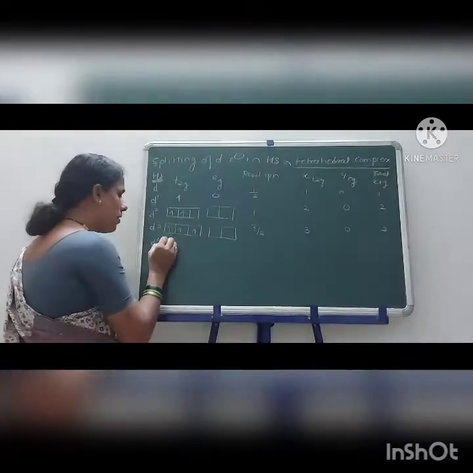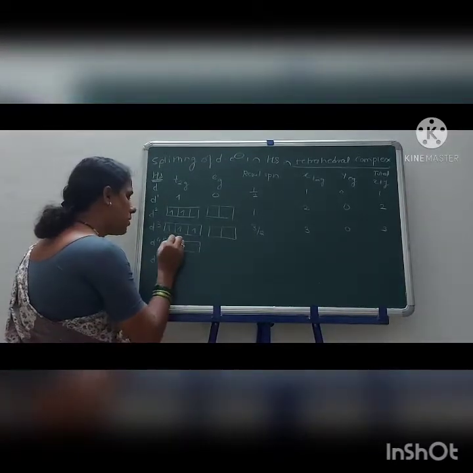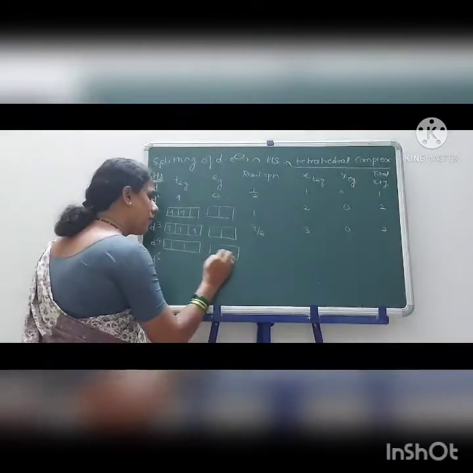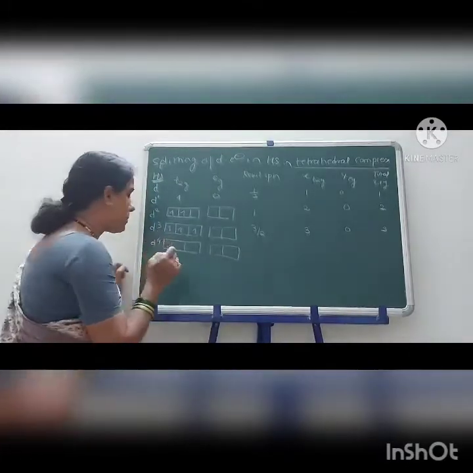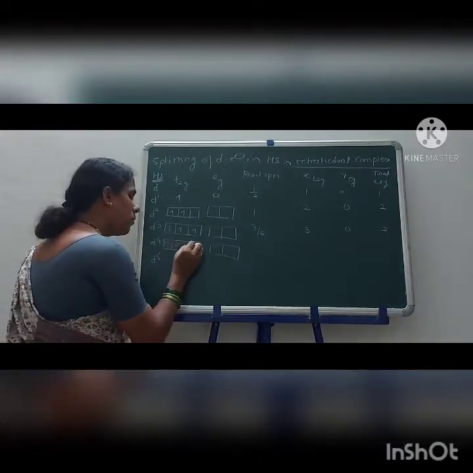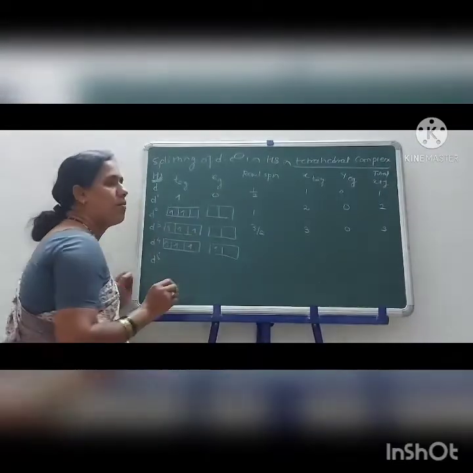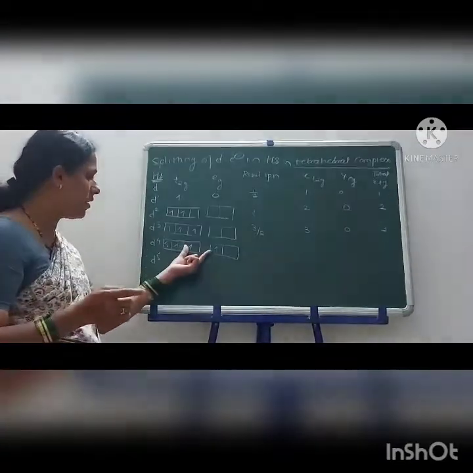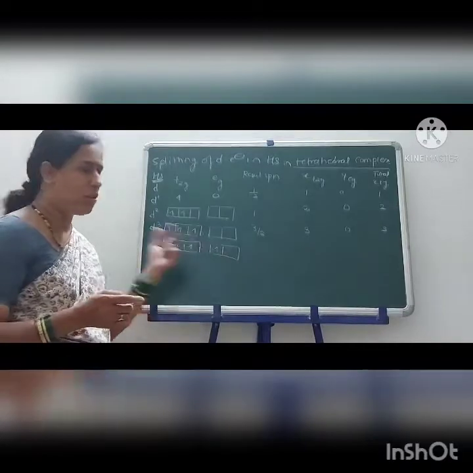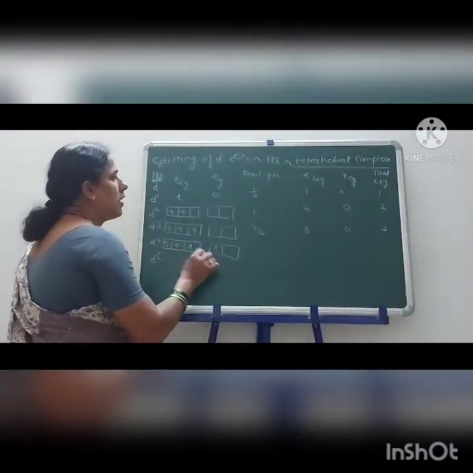For D4, that is equal to here. We are considering only high spin complex. 1, 2, 3, and here also 4, due to small energy gap between the T2G and EG orbitals.